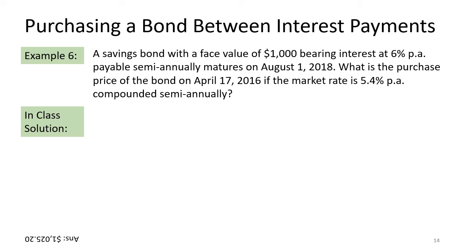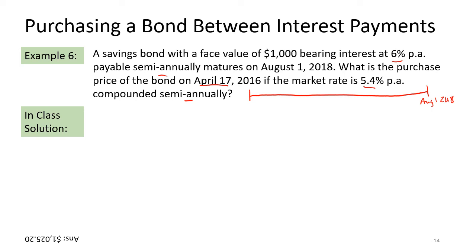A couple items to notice here. They're both semi-annual, so it means it's an ordinary simple annuity. Also, your market rate's 5.4%, but your bond rate is 6%, which means it should be selling at a premium. So again, we're going to work backwards. So we're starting at the maturity date, August 1st, 2018. And you're trying to purchase on April 17th, 2016. So we need to find the interest payment that happened directly before that.